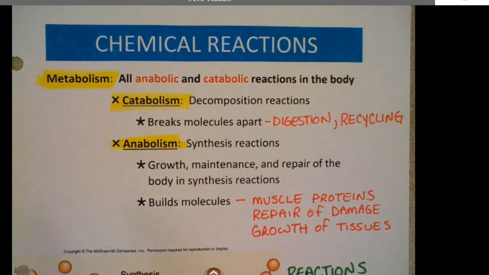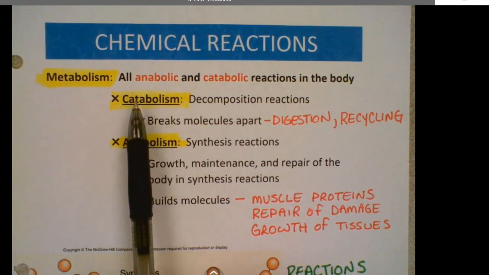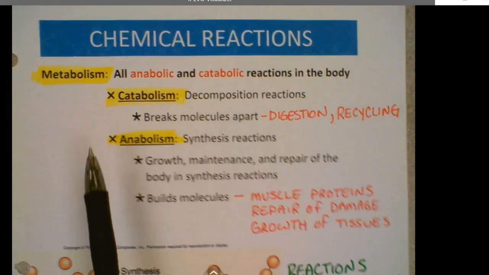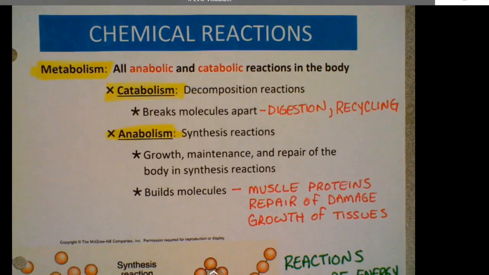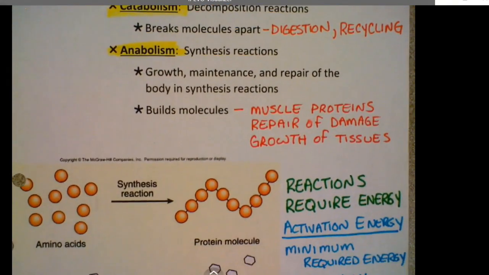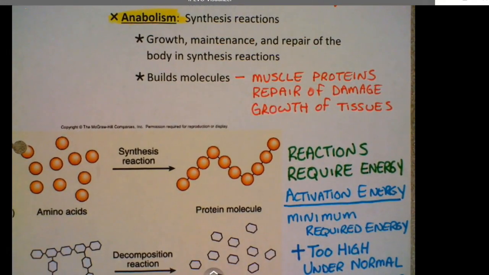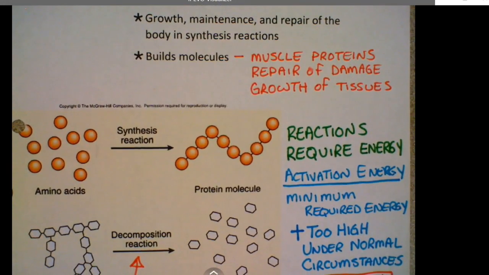If we take all of the anabolic stuff that our body does and all of the catabolic stuff our body does, we put it together, that's where we say we have metabolism. So metabolism is all those chemical reactions. Now, as I go through this handout, I just have some examples of both anabolism and catabolism.